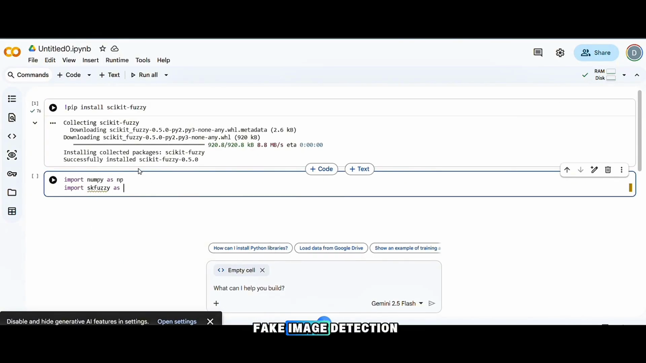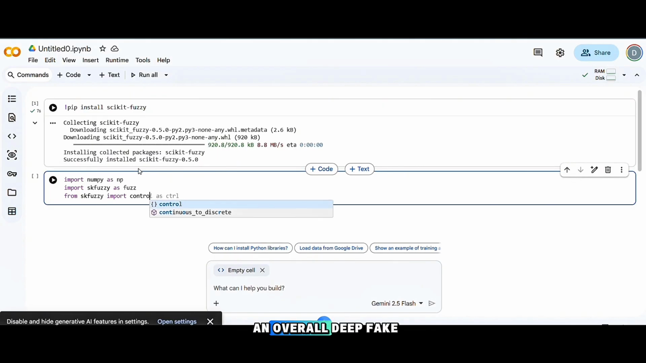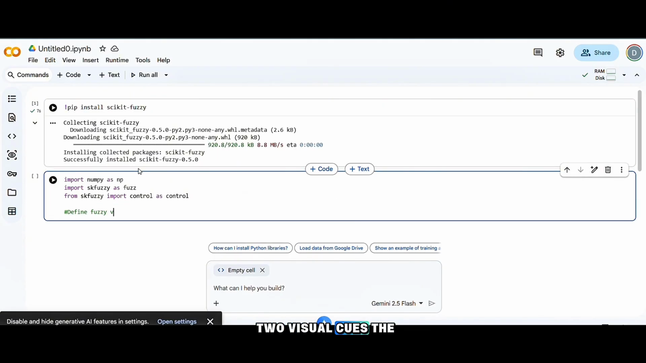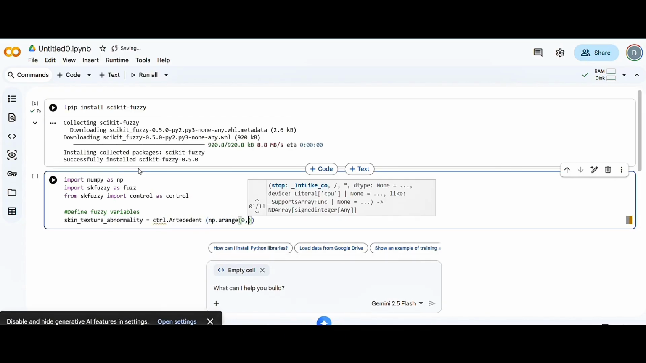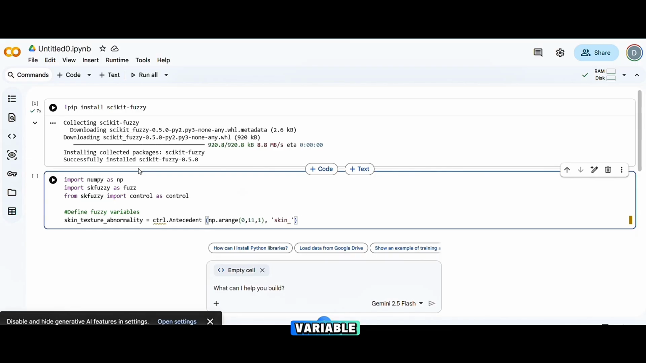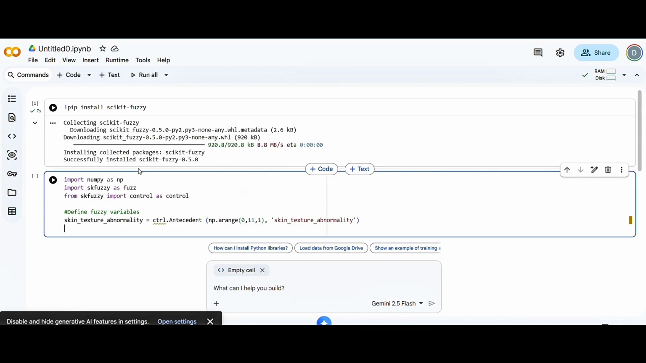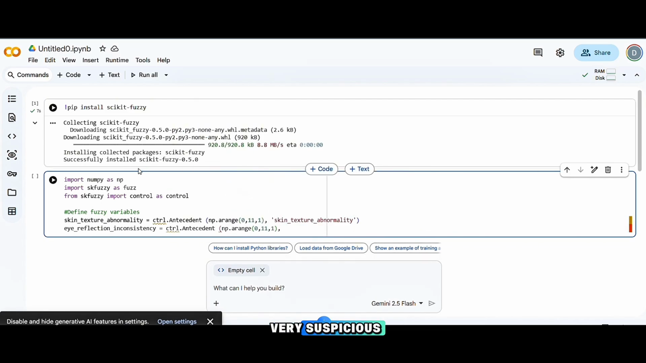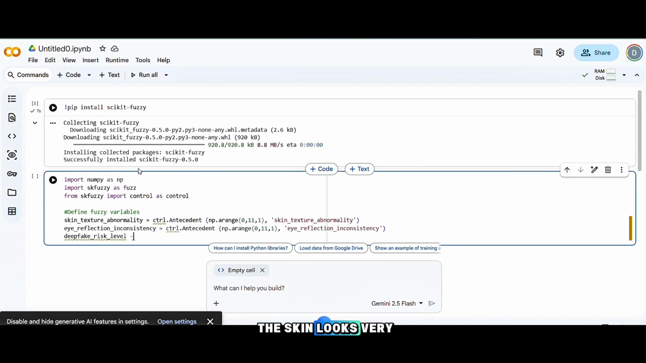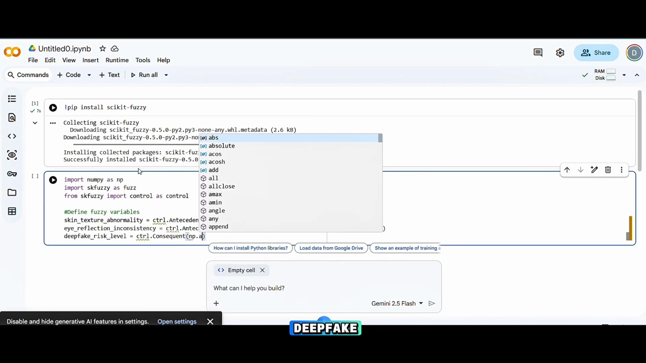Since this is about deepfake image detection, the fuzzy system estimates an overall deepfake risk level based on two visual cues. The first is skin texture abnormality, the second is eye reflection inconsistency, and the output is deepfake risk level. All of my fuzzy variables use the same domain from 0 to 10. 0 means the feature is not present or looks normal. 10 means the feature is very strong or very suspicious. If skin texture abnormality is near 0, the skin looks natural. If it's near 10, the skin looks very unnatural and is likely deepfake.